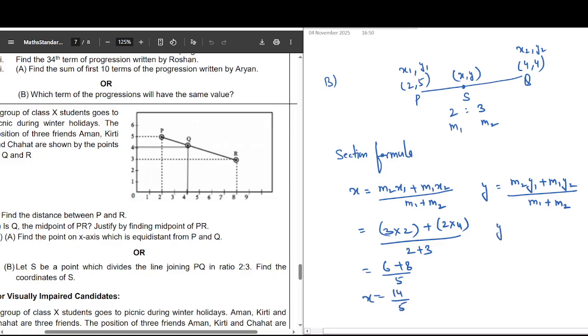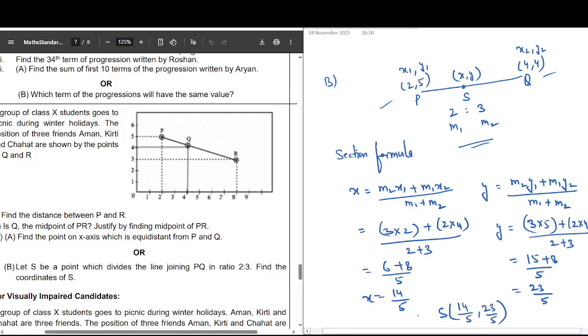Now for the y coordinate, again we will put in the values. We have 3 into 5 plus 2 into 4, divided by 2 plus 3. So we are getting 15 plus 8 upon 5, that is equal to 23 upon 5. That means the coordinates of point S, which divides the line PQ in the ratio 2:3, are (14 upon 5, 23 upon 5). So these are the coordinates.